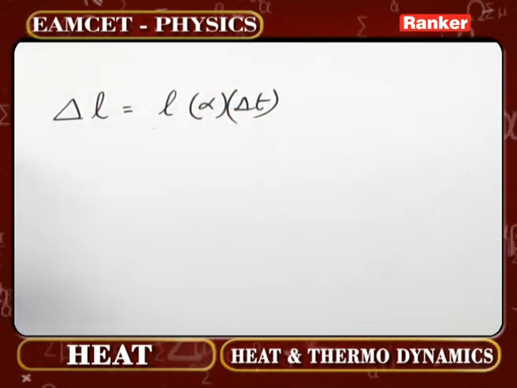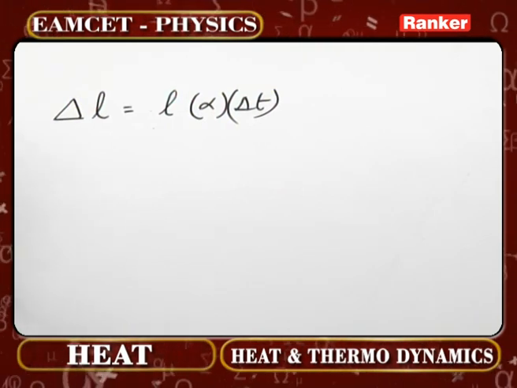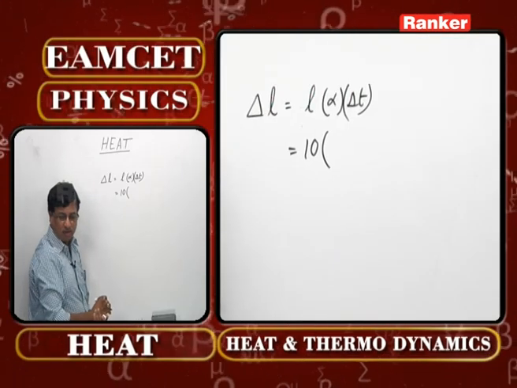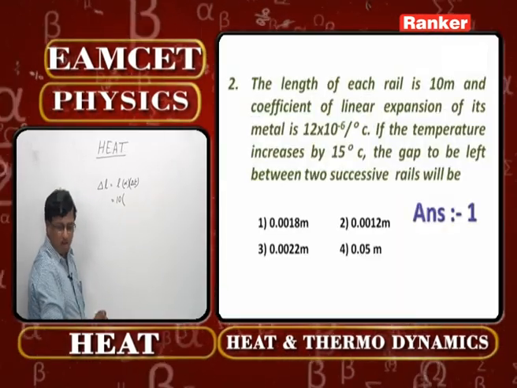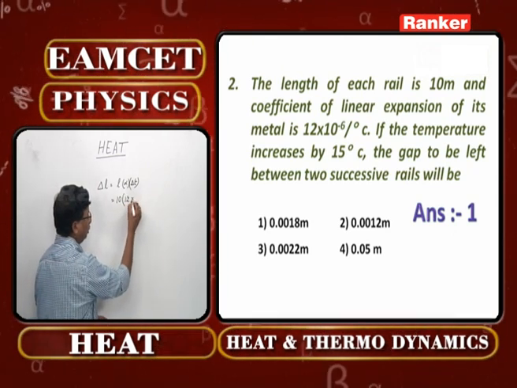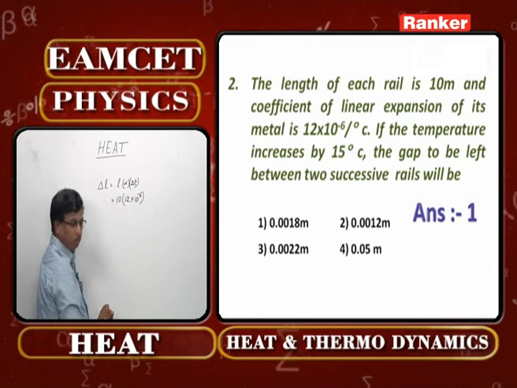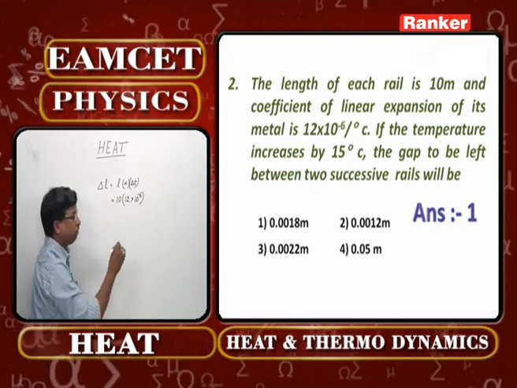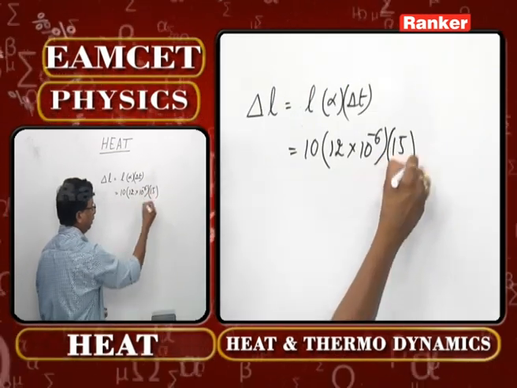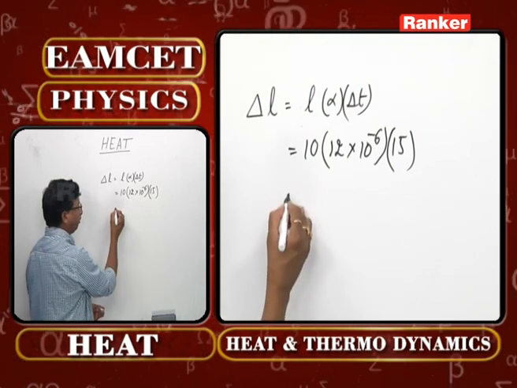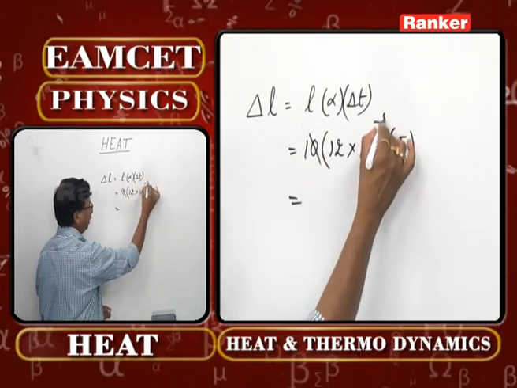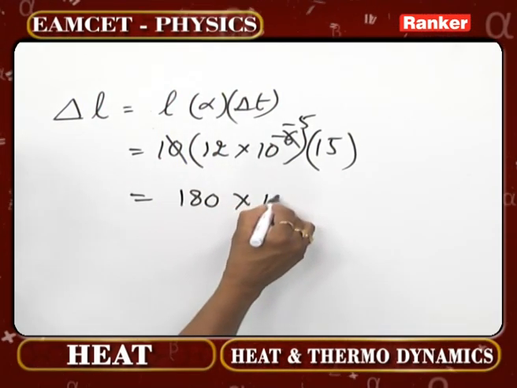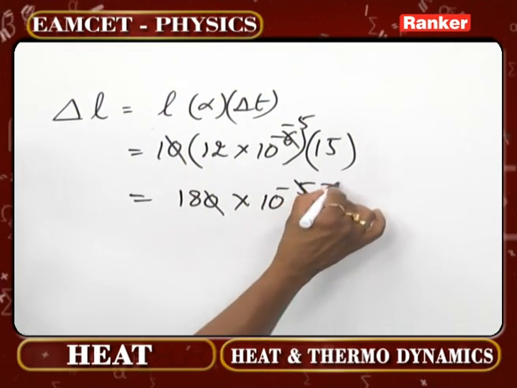I have already mentioned that L is the original length of each rail. How much has been given here? 10 meter. Usually at Indian standards, the length of the rail is 10 meter. And of course, what is alpha? 12 into 10 to the power minus 6. That's the value of alpha given. And what is the variation in temperature? You look at it, temperature increases by 15. Just take this one as 15 please. Now you can definitely understand this 0 gets cancelled here, minus 5 times. Right. Now this is 180 into 10 to the power minus 5. The 0 you can cut off, minus 4 times.